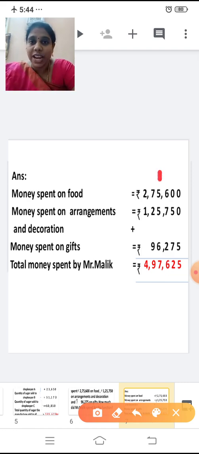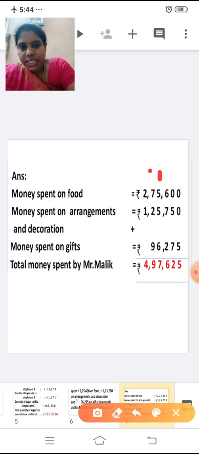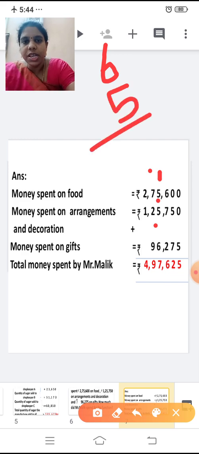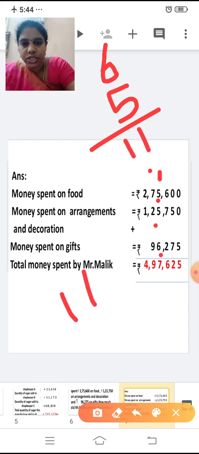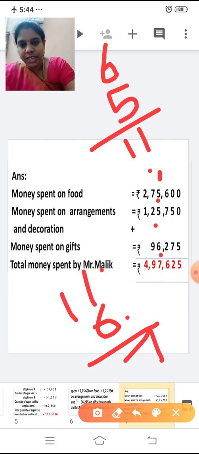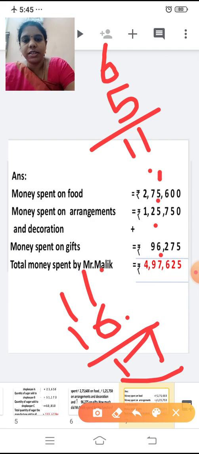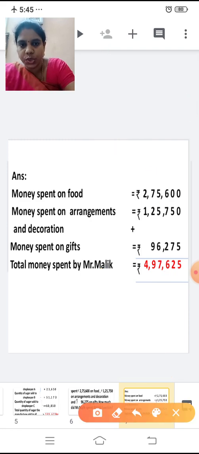Now, shall we add the thousands place now? Yes, 1 plus 5. 5 plus 1 is, after 5 I am going to add only one number. 5 plus 1, 6. With 6, I am going to add the next one, 5. So, 6 plus 5, 6, 7, 8, 9, 10, 11. With this 11, I am going to add 6 more to it. 11 plus 6 is 17. So, 7 I have written here. 1 will be carried over to the next place.